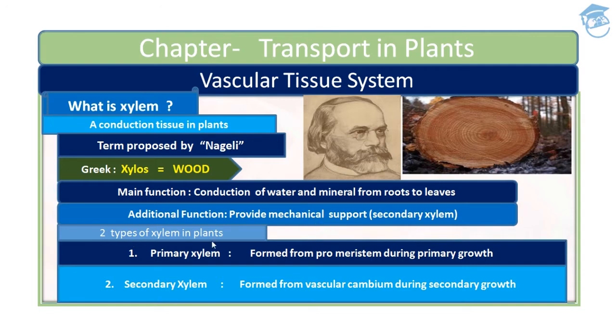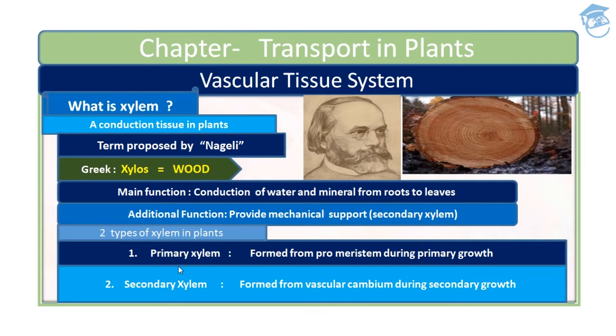And two types of xylem are present in plants. Which are those? First is primary xylem, which is formed from promeristem during primary growth. Students, I have already taught you about meristem and promeristem in the chapter Anatomy of the Flowering Plants. You can refer to that for better understanding. So two types of xylem are found in plants: first is primary xylem and second is secondary xylem.